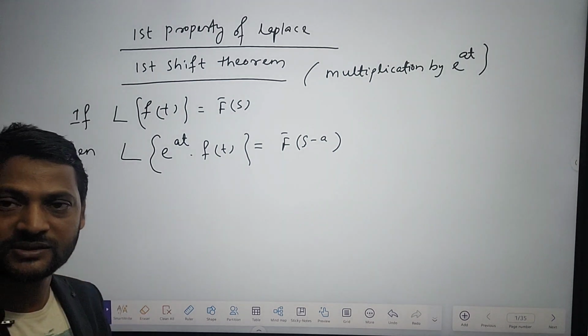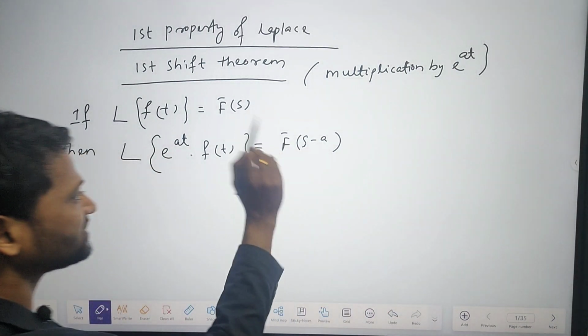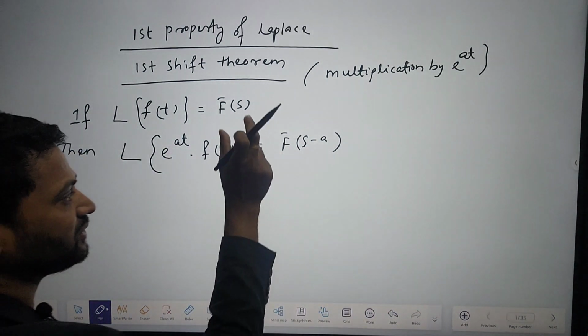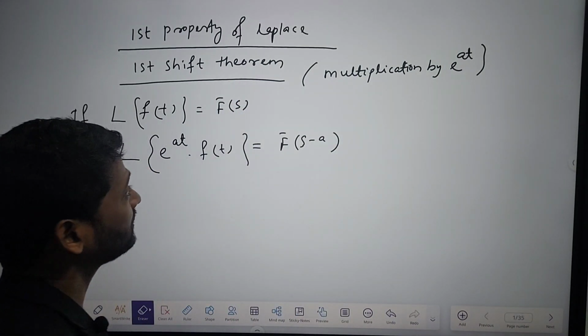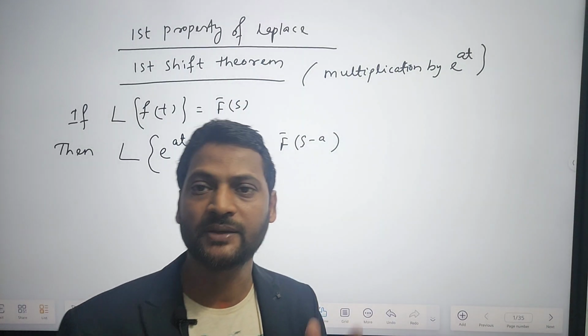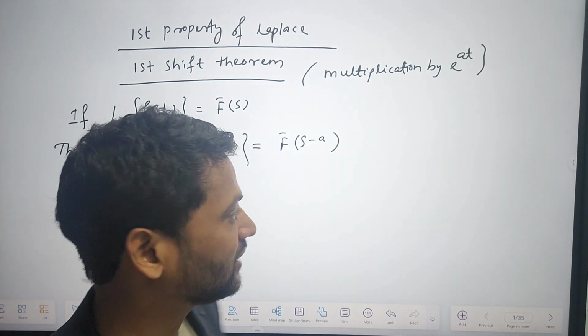That means we'll find out the Laplace of that function, then you just replace s with s minus a. You put s minus a in place of s. Now we'll solve some numericals based on the first shift theorem, then I'll go for the derivation at last.